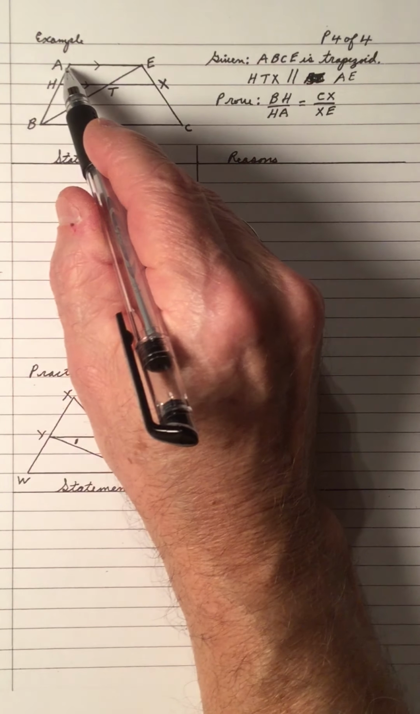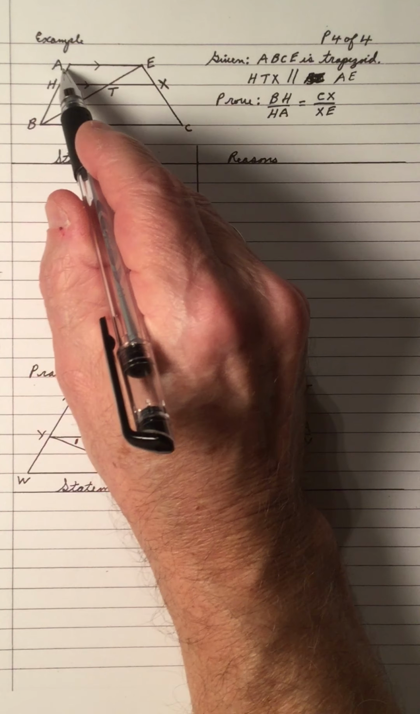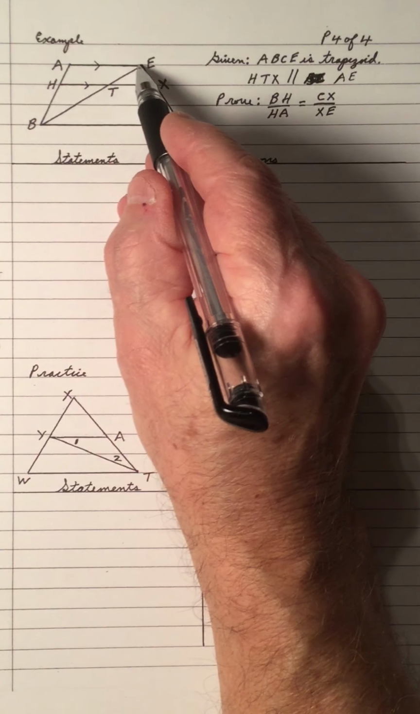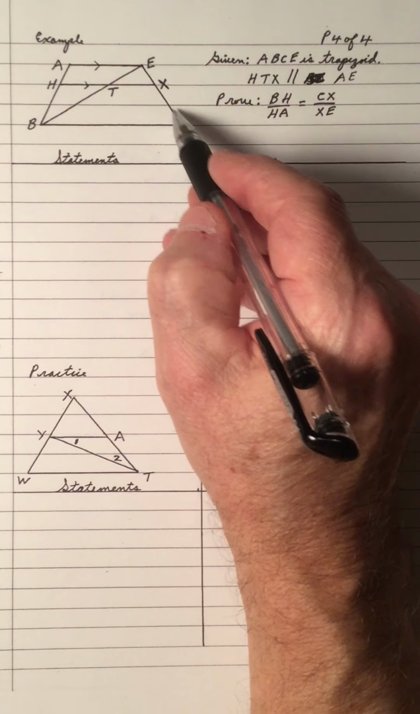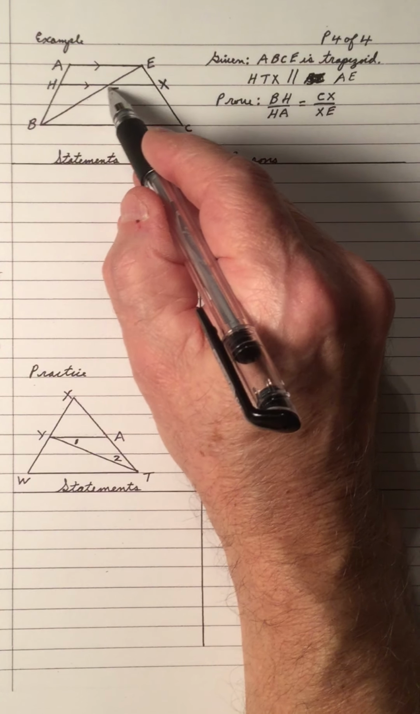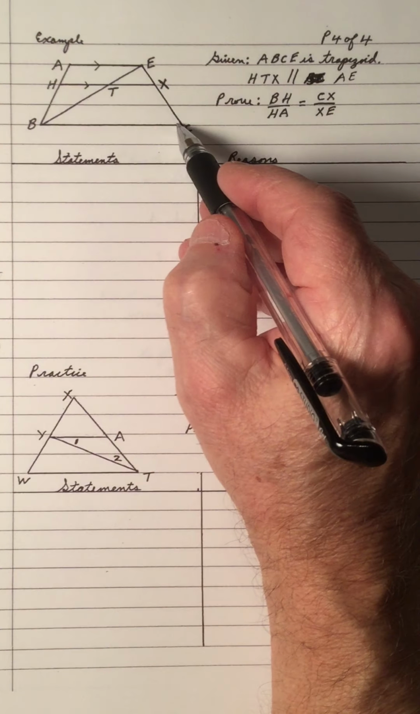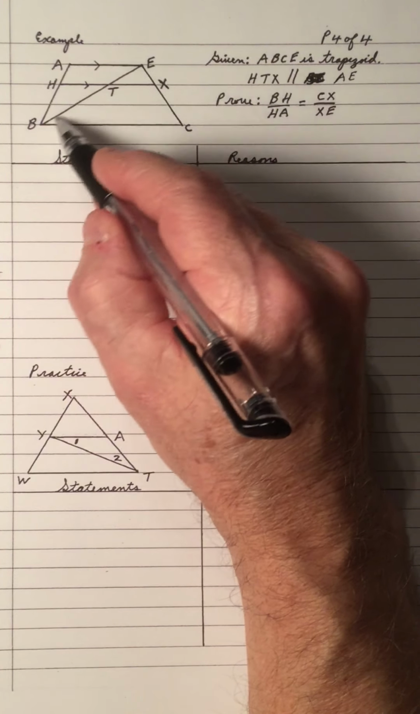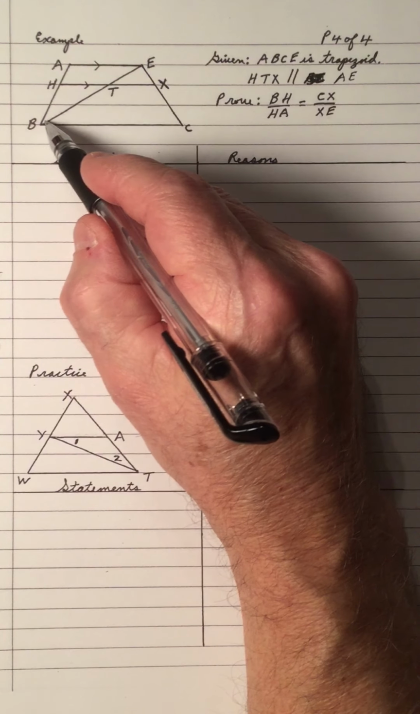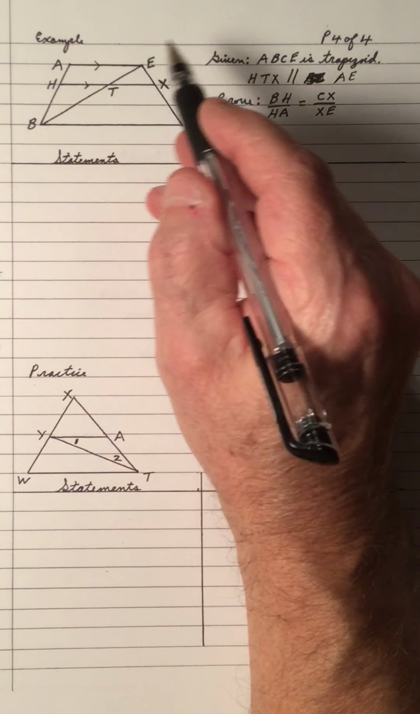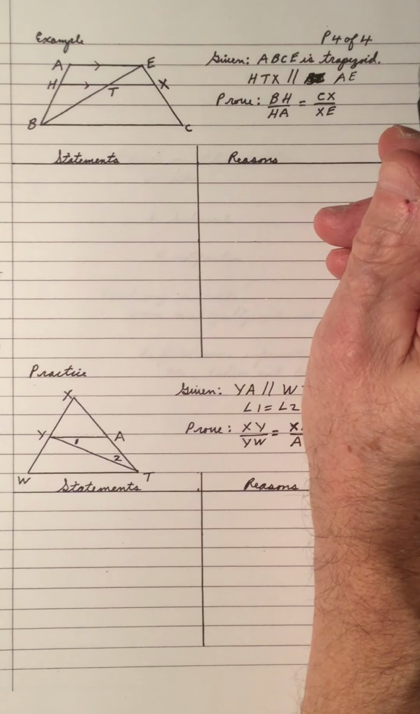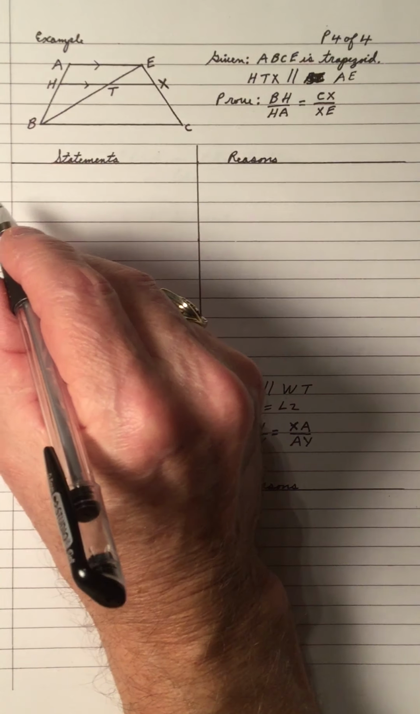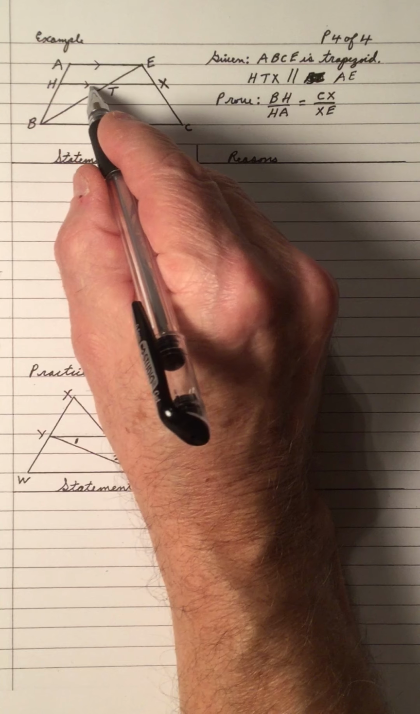So notice that BH over AH is in this triangle right here, ABE, and CX over EX is in this triangle, EBC. But both of these triangles have this as a common side. So we might have to look at BT over TE being equal to these two, because it's not similar triangles. So here we go. Let's see. How do I get it? I know that this is parallel to this.